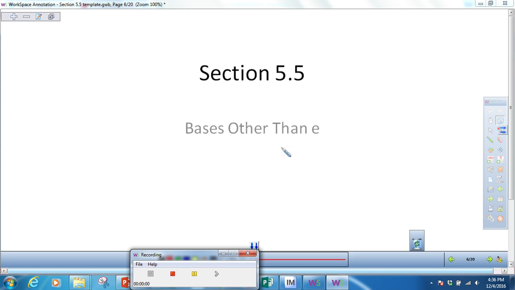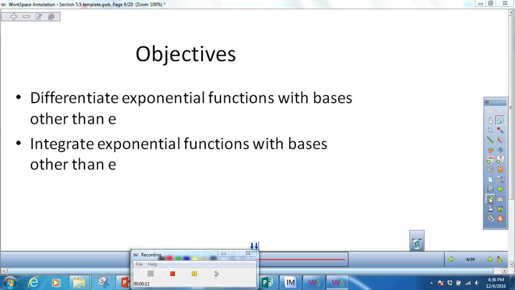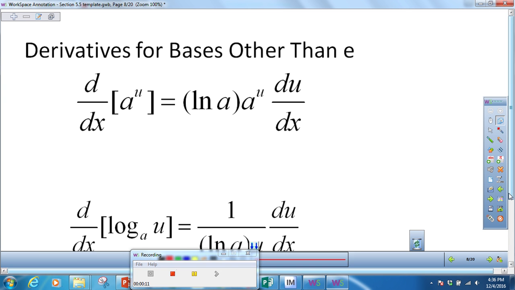Okay, welcome to section 5.5. And in this section, we're going to look at differentiating and integrating functions with exponential and log functions with bases other than e. And like what we found in most of this section, it's just memorizing formulas, really. So here are two formulas for you to know.